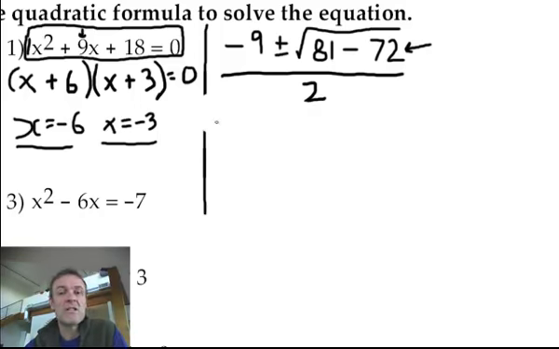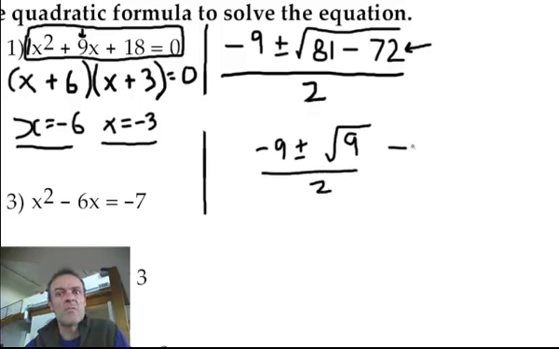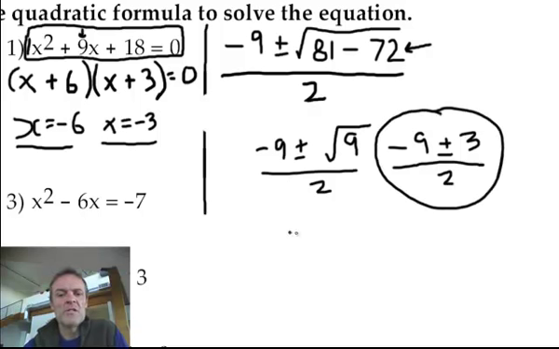Let's keep on going. This is where people fall down. Negative 9 plus or minus the square root of what's 81 take away 72, it's 9, and that's all over 2. So this becomes negative 9 plus or minus 3, all over 2. Notice that's why there's a plus or minus in the equation: when we square root it, we get plus or minus. So what's negative 9 plus 3? That's the first bit, and that is negative 6.